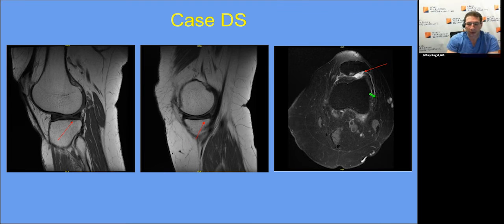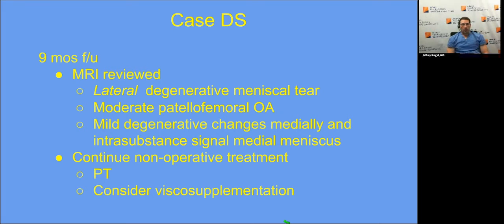But the medial side of the knee looked pretty good. She had maybe a little signal inside the meniscus, consistent with intrasubstance changes, but no real actual tear that meets radiographic criteria. And then on this view here, there were some degenerative changes in the patellofemoral joint, as we knew from her x-rays.